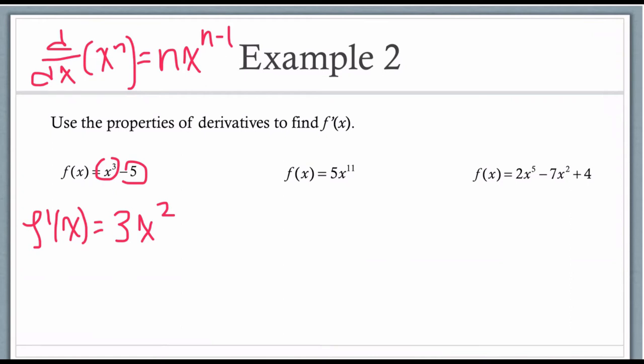Next, I have that negative 5 term. Again, the derivative of any constant is always 0. So really, this is 3x squared plus 0, but we know we don't have to put that plus 0 in there. So there's the derivative of x cubed minus 5.